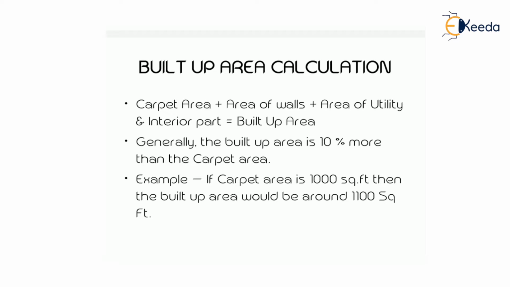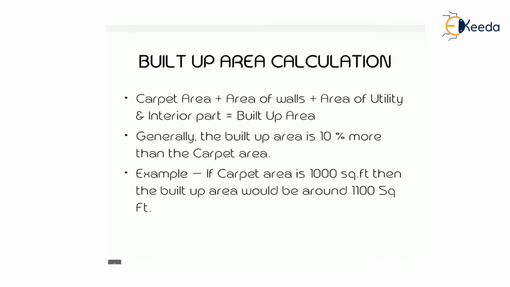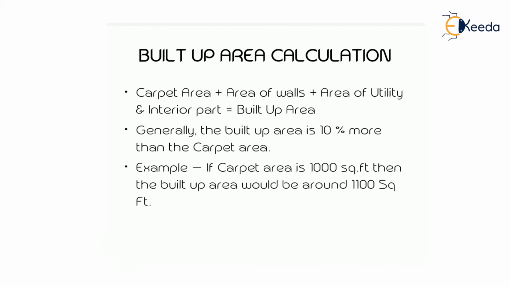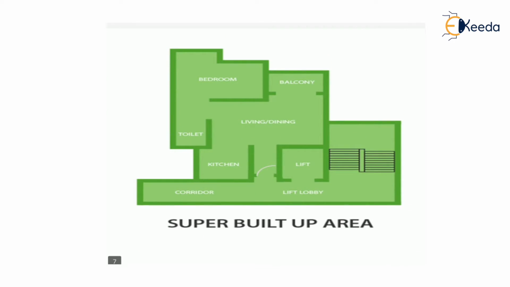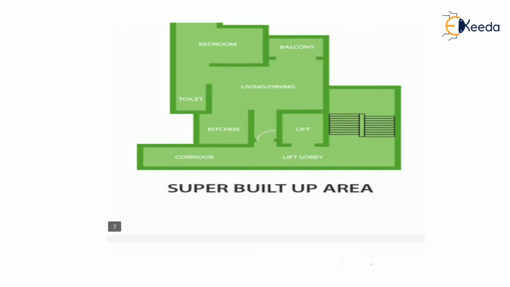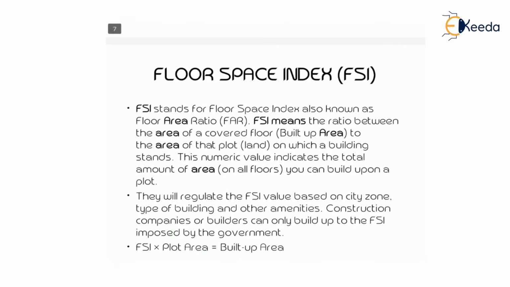Generally the built up area is 10% more than the carpet area. For example, if a carpet area is 1000 square feet, then the built up area would be around 1,100 square feet. Okay, it's nothing but the area we built is called the built up area. This is the simple diagram of a super built up area. Super built up area is nothing but the whole area covered in a construction. Okay, what is meant by floor space index?